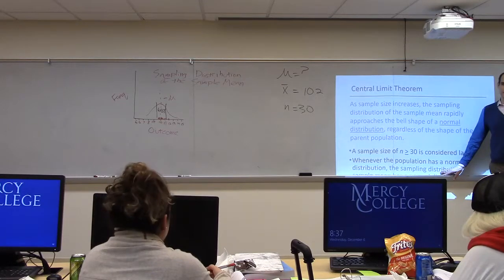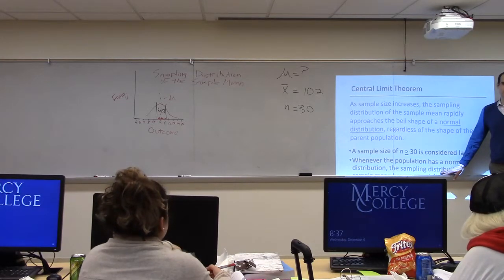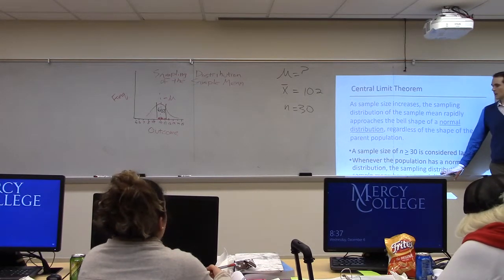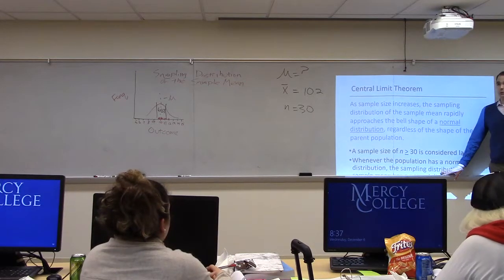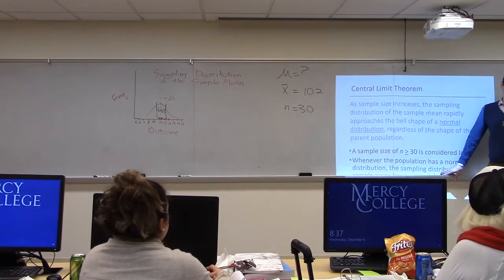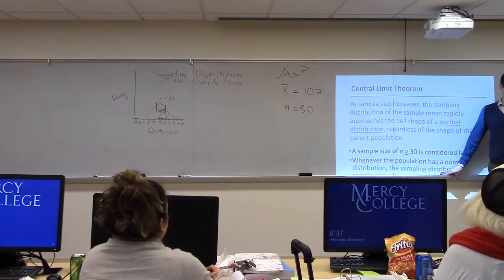Like all 10,000 Mercy College students. Oh. But if we don't know whether the parent population is normally distributed, skewed, whatever, then as long as we have a sample size of 30, we're good.